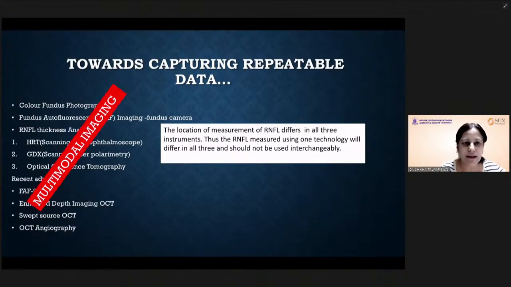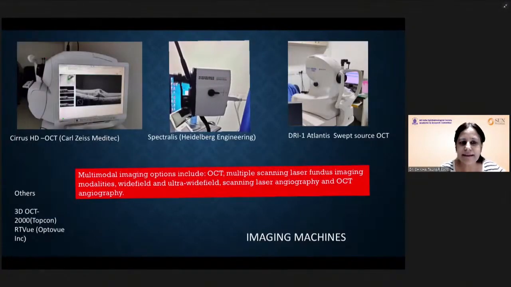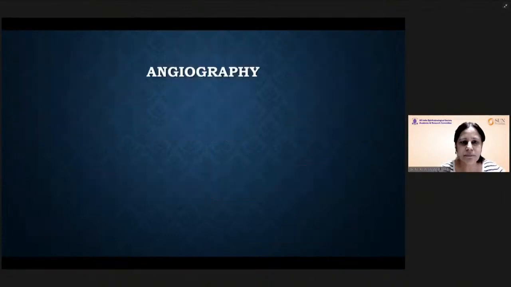In our neuro-ophthalmology clinic, optic disc imaging is done using, we have the options of Cirrus by Zeiss, Spectralis by Heidelberg, and we have Atlantis by Topcon. It's a swept source OCT machine. It is a high definition OCT machine, gives a wide field imaging, and the Spectralis gives the multimodal imaging option as it has OCT and scanning laser ophthalmoscope both in one machine.